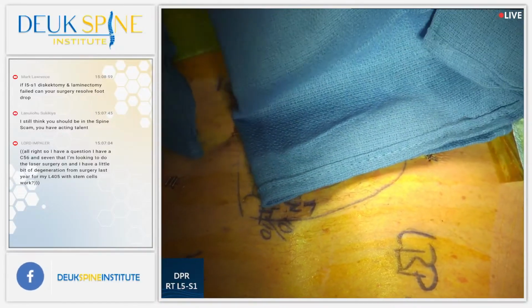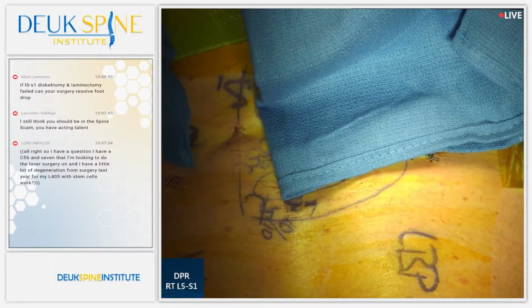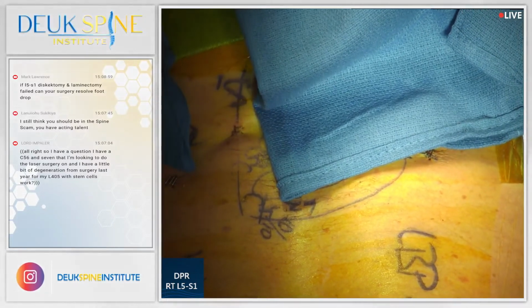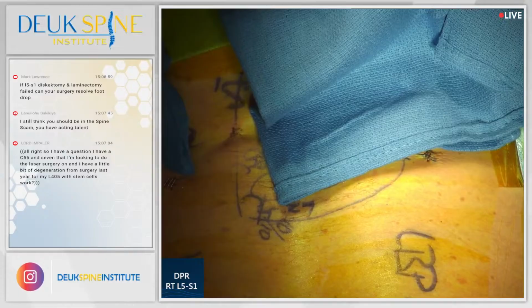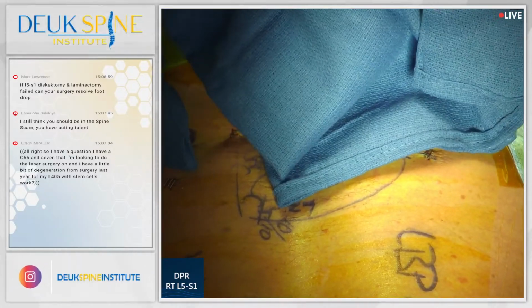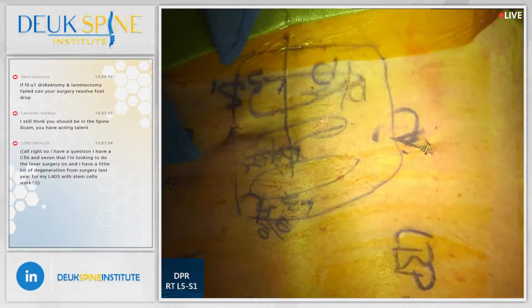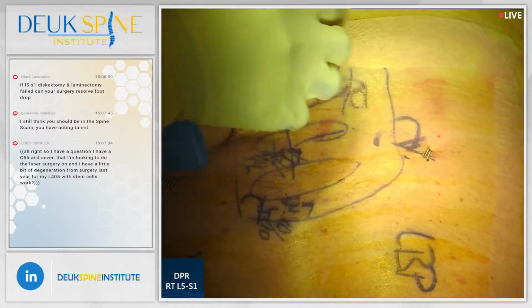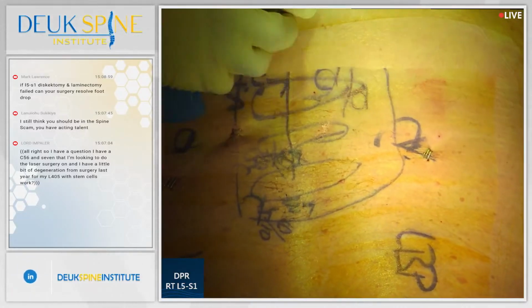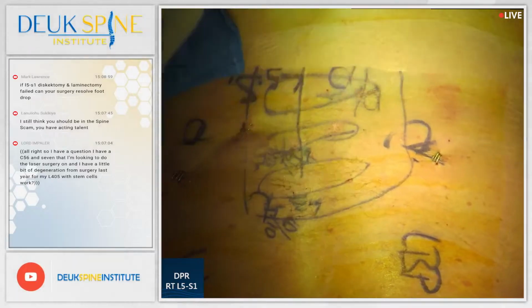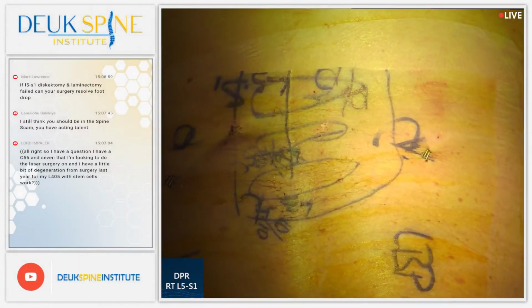Would that work? It should work, but you've got to do our telemedicine, our virtual consultation. I've got to know exactly what needs to be fixed. So I've got to look at your imaging, examine you, and I'll tell you exactly what needs to be done. But we don't need to do any stem cells. They don't work, not for the spine.